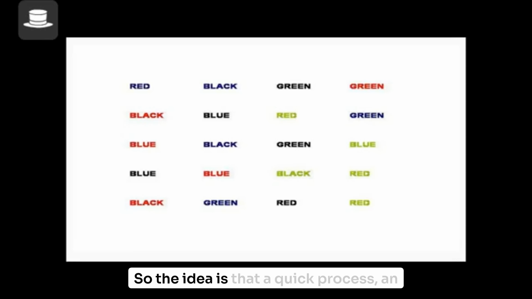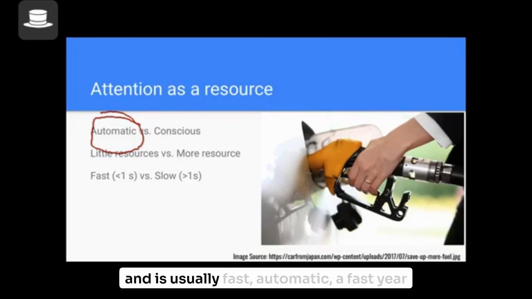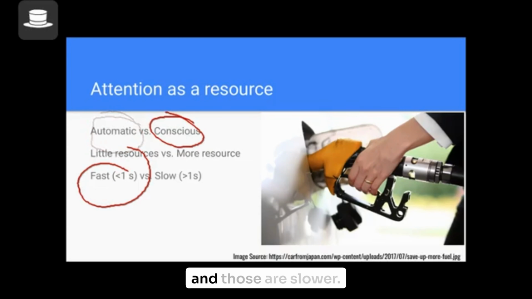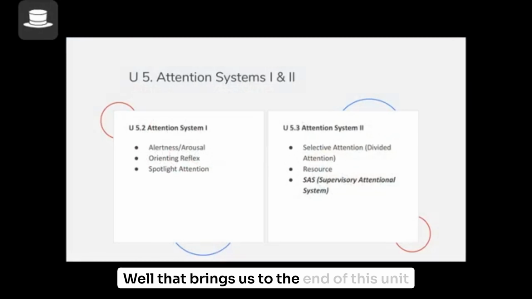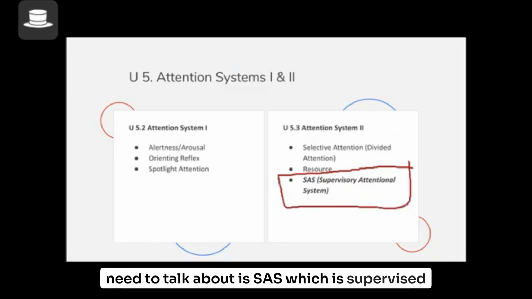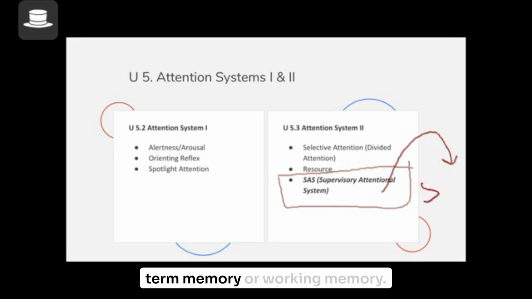So the idea is that a quick process, an automatic process, requires fewer resources and is usually fast, typically less than 1 second, whereas conscious processes require more resources and are slower. Well, that brings us to the end of this unit. The only attentional system 2 topic left is SAS, the supervised attentional system, which we'll talk about in the next unit, because SAS is nothing but short-term memory or working memory.